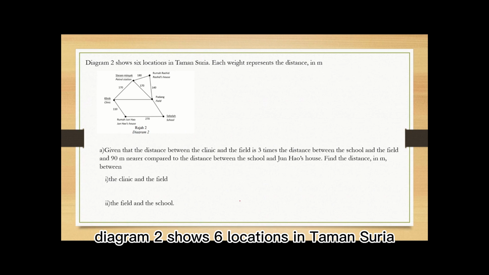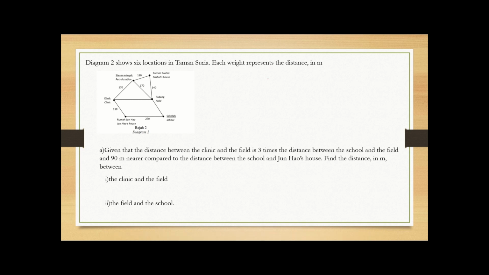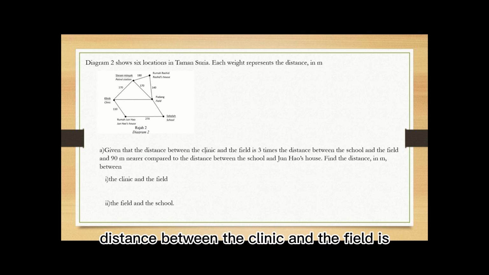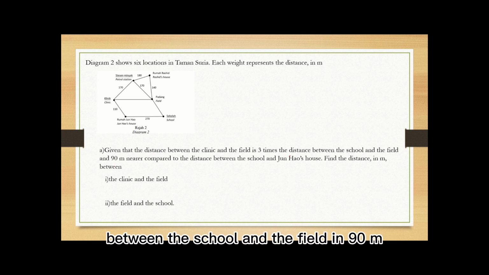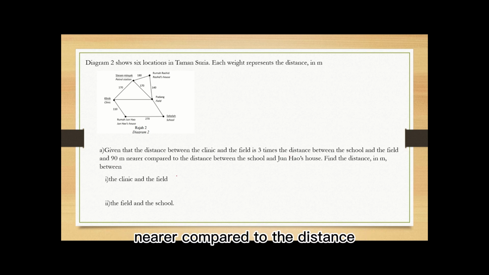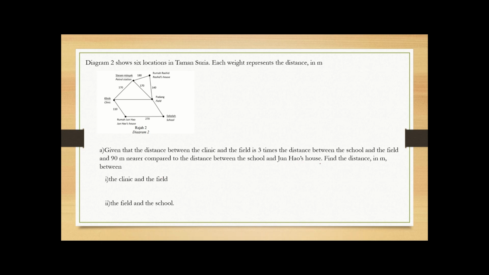Diagram 2 shows 6 locations in Taman Surya. Each weight represents the distance in m. Question. Given that the distance between the clinic and the field is 3 times the distance between the school and the field and 90 m nearer compared to the distance between the school and June's house. Find the distance in m between, question 1, the clinic and the field.